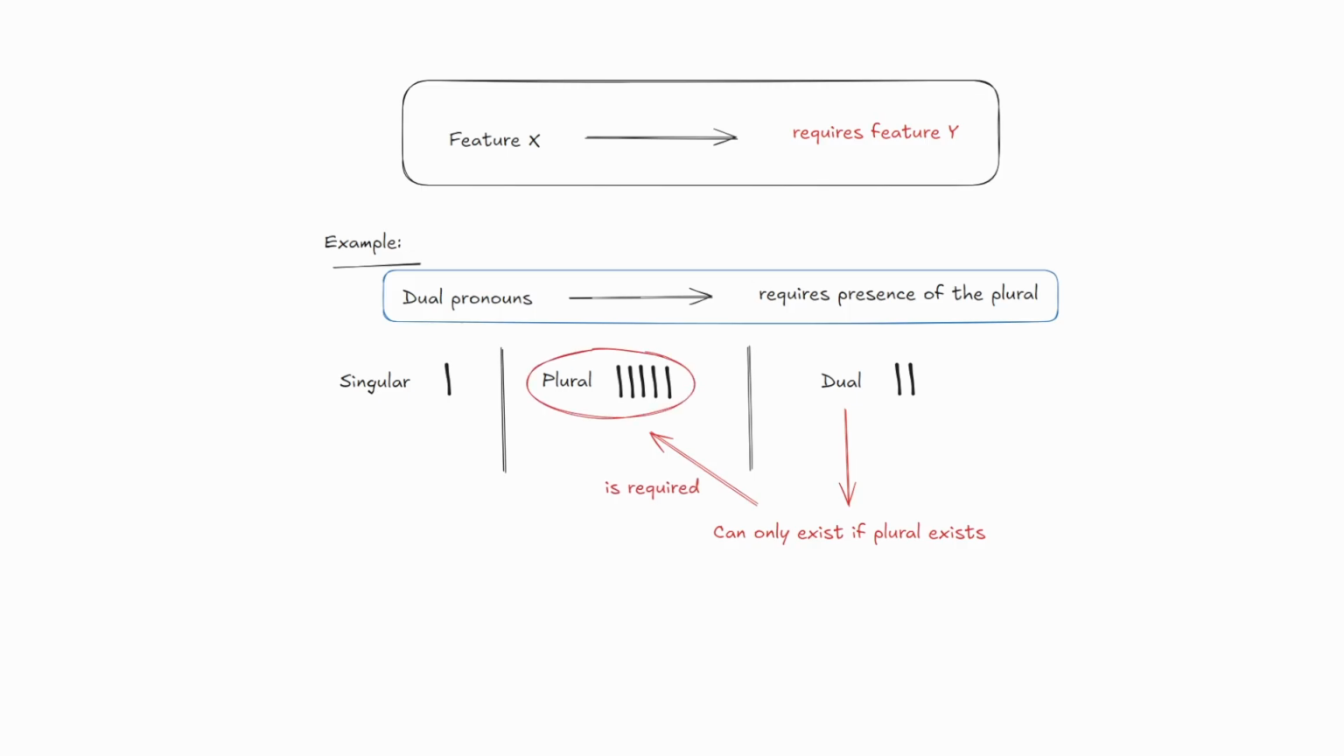The implicational hierarchy is then the following: singular is required for the plural, which is required for a dual system. Singular, plural, dual. But I feel like this should be the topic of a dedicated video.